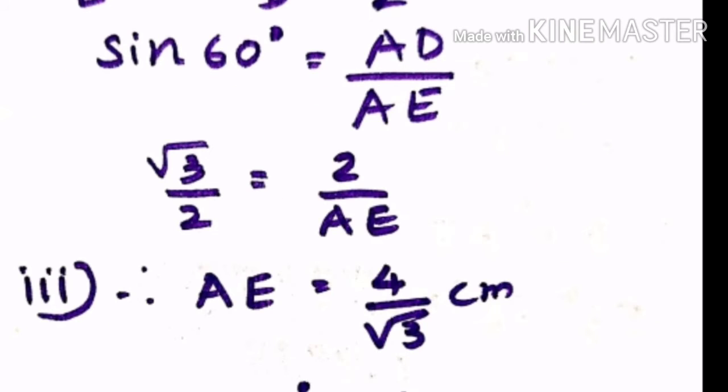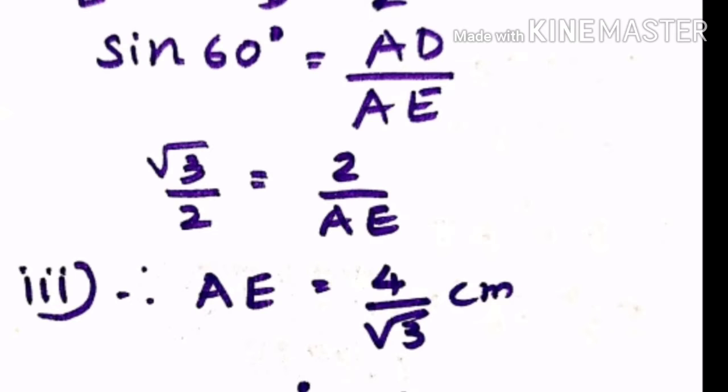Now next we put the value of sine 60. There is no requirement to see our table. We all know the previous table from 0 to 90, some values we have to remember. From that we use that sine 60 degrees is equal to root 3 by 2 is equal to AD, which is given as 2, upon AE. So I get AE is equal to, in cross way, 2 2s are 4 upon root 3. So the AE value I got is 4 upon root 3 centimeters. So now one value I found.